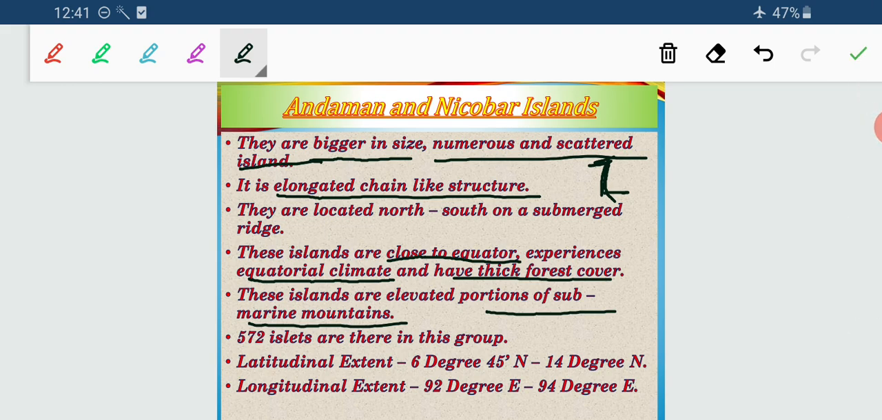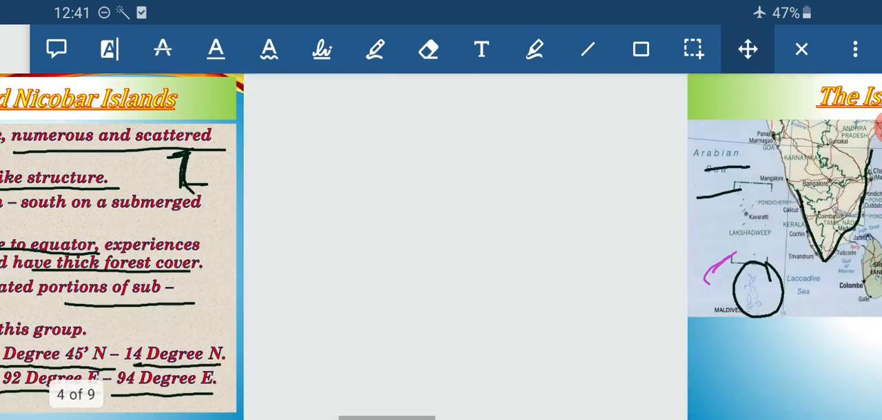Now Andaman Nicobar are larger in size. So how many islets are there? There are 572 islets present in the Andaman Nicobar island groups. Now what is the latitudinal extent and the longitudinal extent? 6 degree 45 minutes north to 14 degree north, and longitudinally it is 92 degree east to 94 degree east. So these are the features of the Andaman Nicobar island groups.